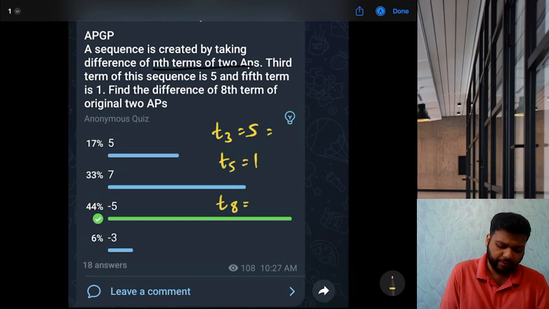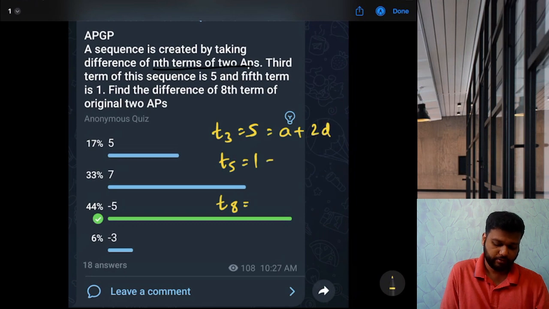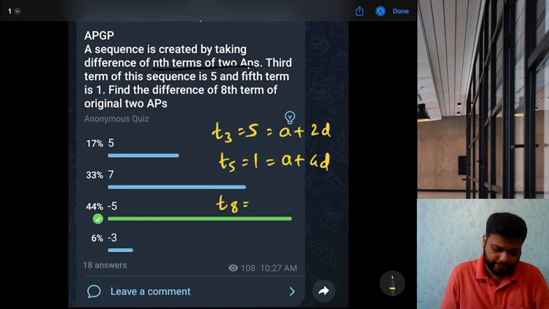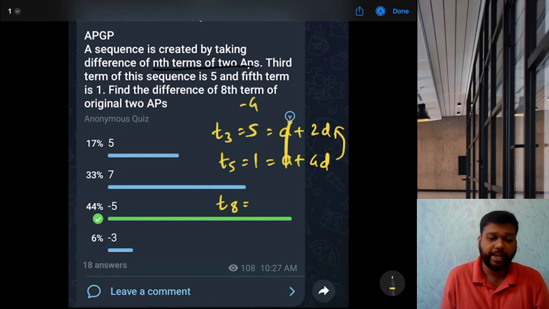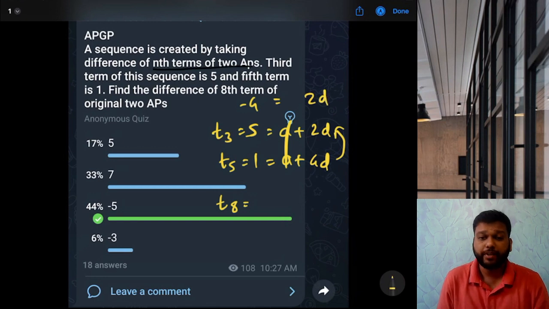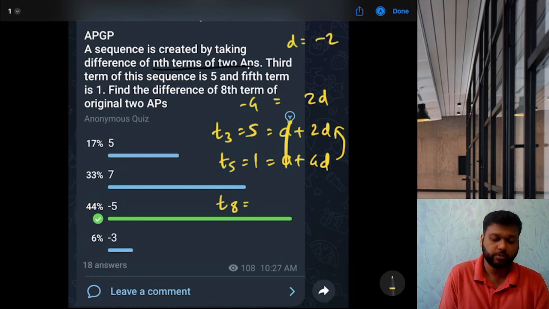We have T3, 5, which is what? A plus n minus 1, that is 2D. We have T5, which is again A plus 4D. Okay. We can just solve this, right? Let's subtract this from this. So that will be 1 minus 5 is minus 4. A will be cancelled. 4D minus 2D is 2D. That means we get difference as what?